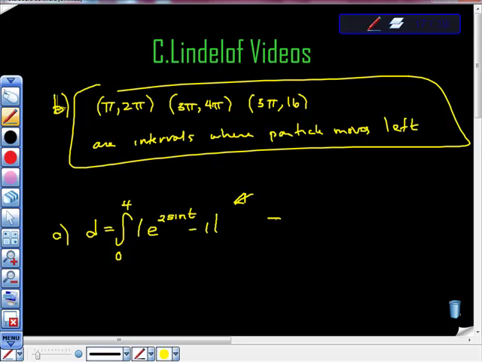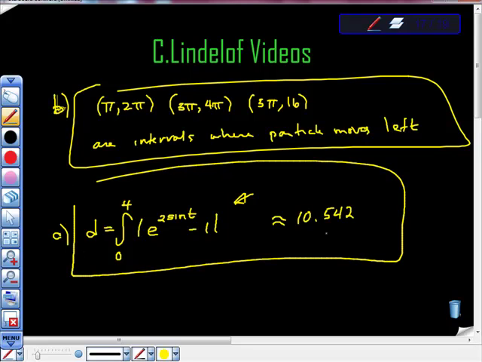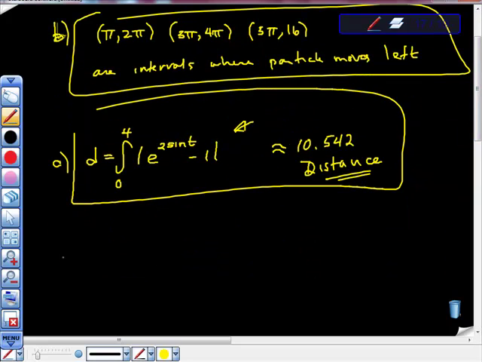So this is the calculus that they're asking you to show. If you just put in the answer, which happens to be about, what is it? I'm going to put this in. About 10.542. If you only put this in, you're going to get less than 1/2 of your points. So they want all of this. And this is our distance. All right? That gets us to part D.